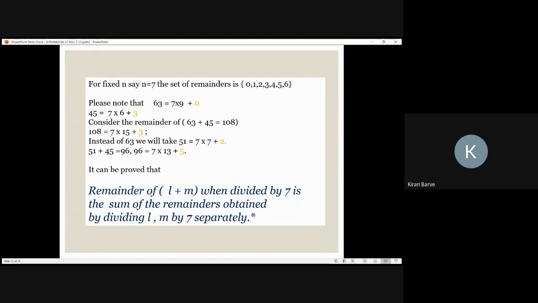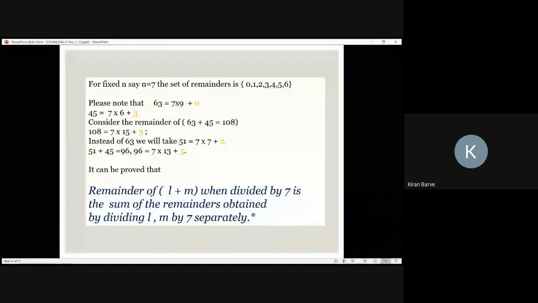So instead of 63, we will take 51, which is 7 into 7 plus 2. So the remainder is 2. For 45, the remainder is 3. 51 plus 45 is 96. For 96 divided by 7, the remainder will be 5, and it is.